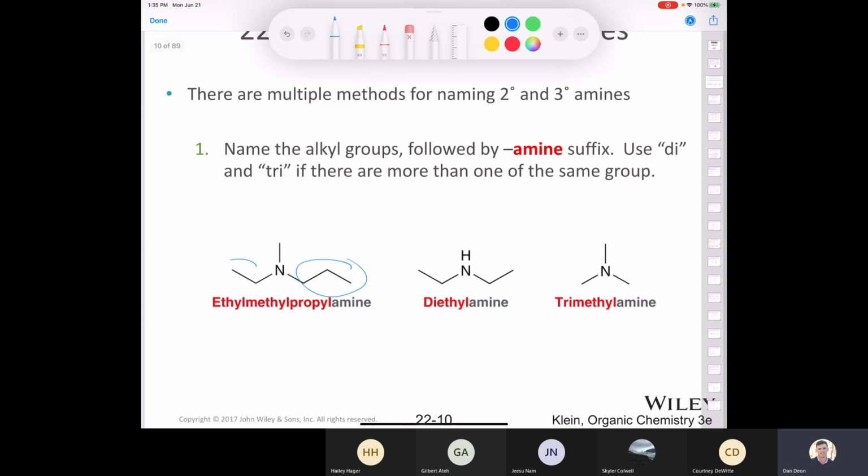Here you've got a propyl, you've got an ethyl, and you've got a methyl. You list them in alphabetical order. First you put the ethyl, then you put the methyl, then you put the propyl. So ethyl, methyl, propylamine. There you go. All right.